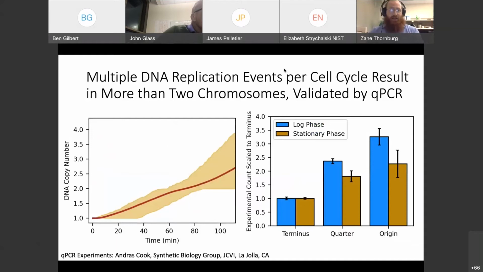And so then we can get an idea of the number of chromosomes in a cell. The idea of multiple replication initiation events was actually influenced by qPCR experiments done by Andres Cook at the JCVI. So on the right, we have log phase and stationary phase ratios of origins and quarter to termini. So by quarter, we just mean 3 o'clock on the chromosome. And so as you can see, in both of them, there are more than 3 times as many origins as termini and more than twice as many quarters. So there certainly has to be more than one replication initiation event per cell cycle to achieve these ratios.